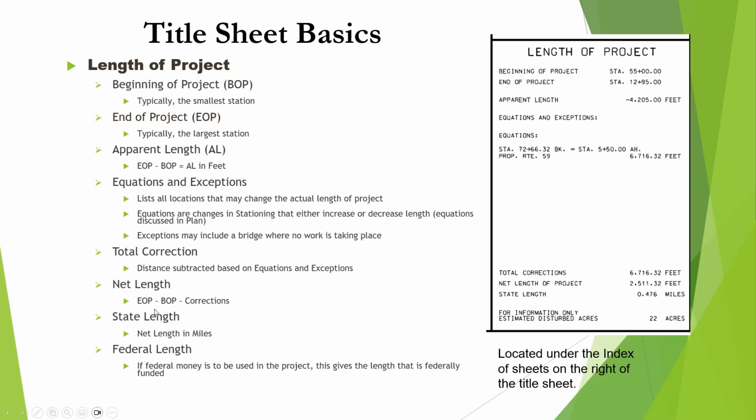Then you have a net length, which is your end of project minus your beginning of project minus your corrections. And then you'll have a state length in miles, and you'll have a federal length if federal money is to be used on the project. This gives the length that is federally funded. And again, that's located under the index of sheets to the right. So you can see you get your total corrections, your length of project, you have your state length, and I don't believe there's any federal being on this one, so our state length is 0.476 miles in this case.